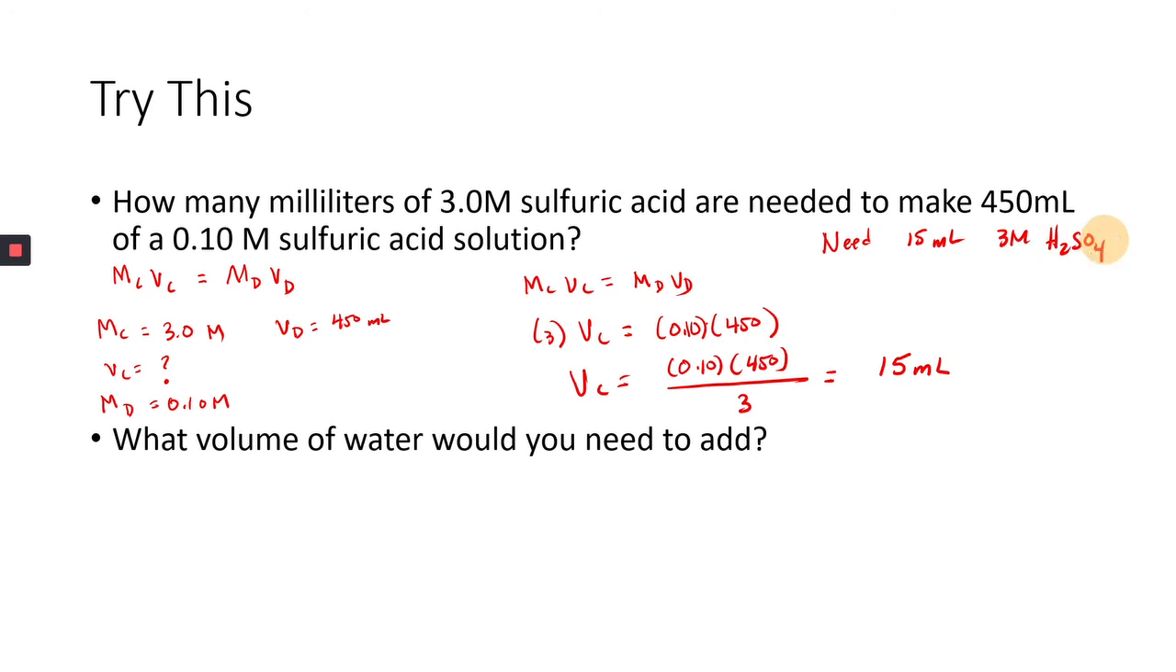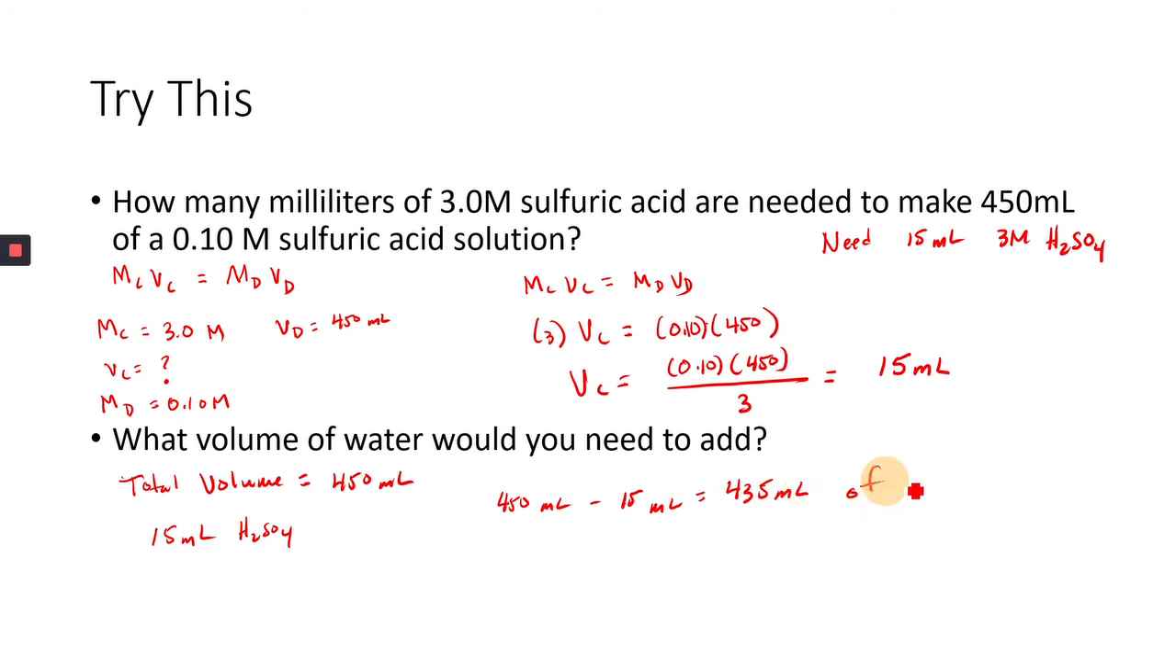The second part says, what volume of water will you need to add to that? Well, remember, the total volume that we want is equal to 450 milliliters. And 15 milliliters of that is the sulfuric acid solution. So you just do 450 milliliters minus 15. And that means you need 435 milliliters of water to make a 0.1 diluted solution.